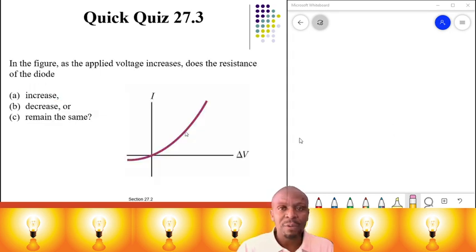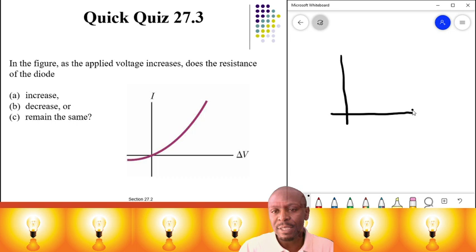Now let us also do this quick quiz. In the figure, as the applied voltage increases, does the resistance of the diode increase, decrease, or remain the same? In this case, remember, as I have already explained to you, you have this graph here, with change in V and I on the y-axis.